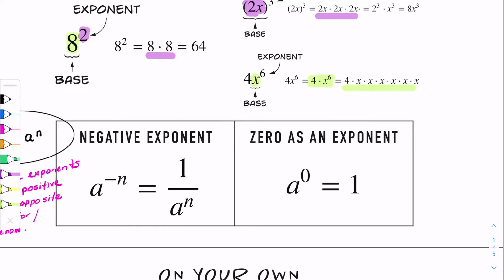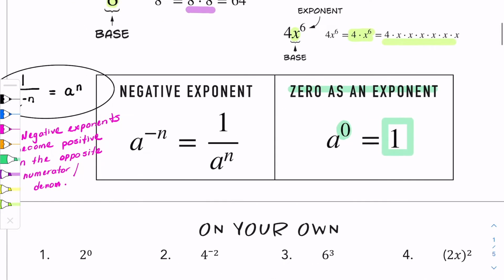And the last important one to memorize is 0 as an exponent. This should be the easiest one to memorize because any number raised to the power of 0 is equal to 1. It could be 1 raised to the power of 0 and the answer is 1. It could be 250 million raised to the power of 0 and your answer is still 1. So anything raised to the power of 0 is equal to 1.